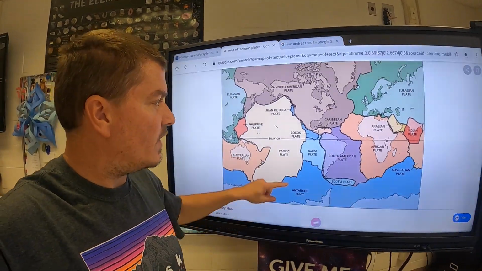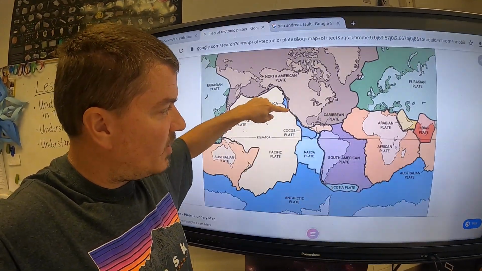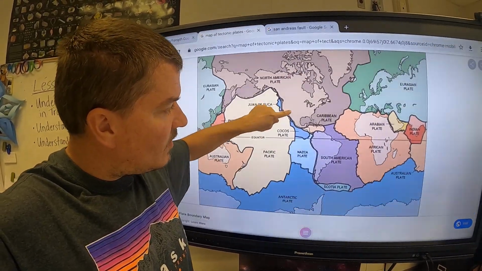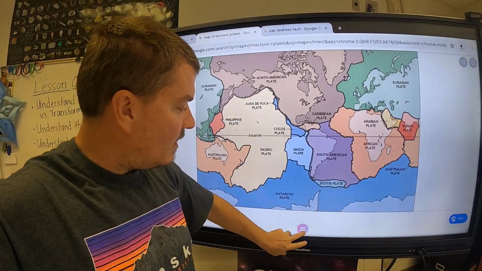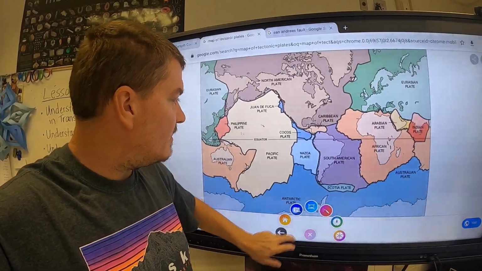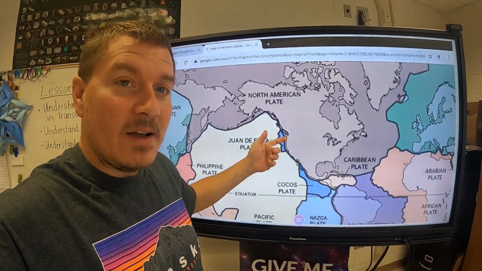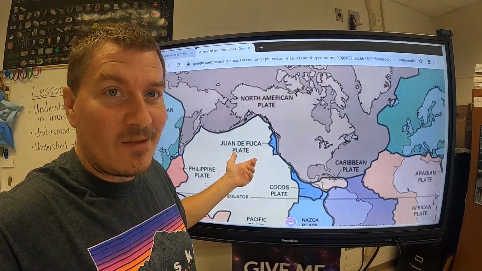But the one that we're going to focus on the most in this lesson is the plate boundary between the North American plate and the Pacific plate, right in this area right here. So I'm going to go ahead and zoom in on that area. So this is where we're talking about. If you know our states, we're in California.